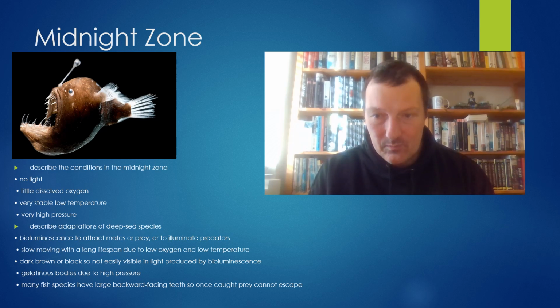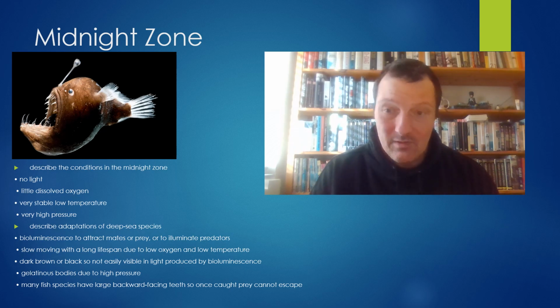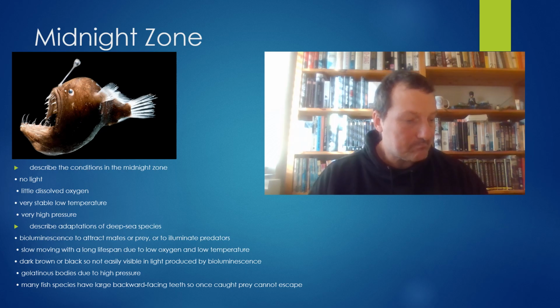You'll also see that mate selection is important, as it can be quite hard to find a mate. So in species like anglerfish, for example, the male can attach himself permanently to the female once they have found each other, so they won't get lost from each other in the darkness.